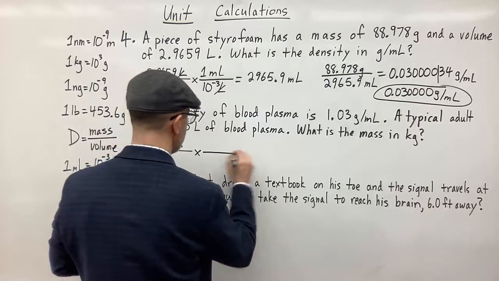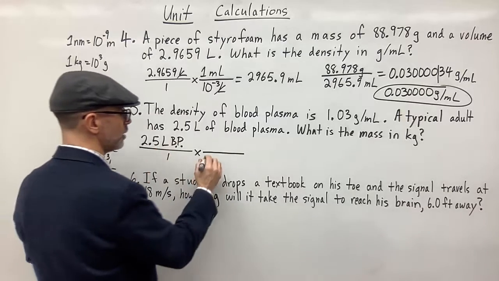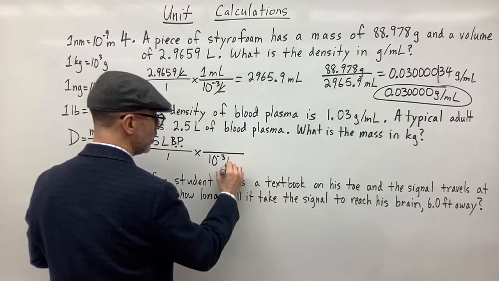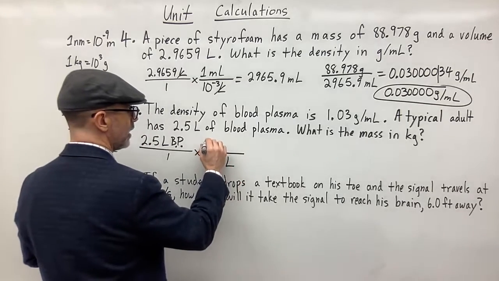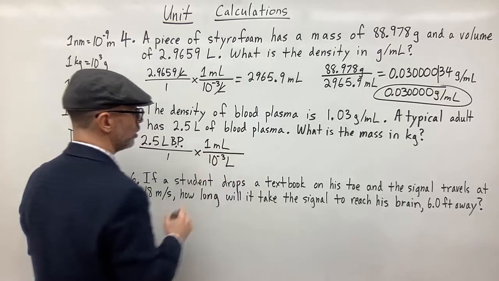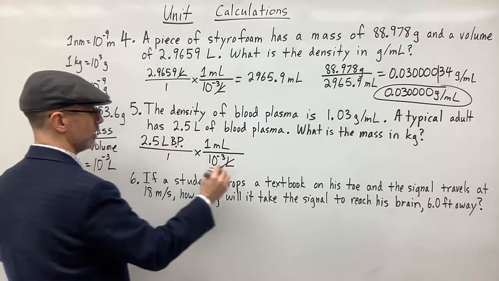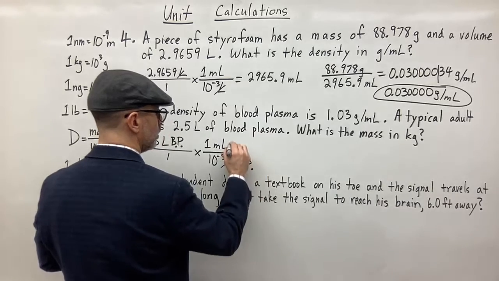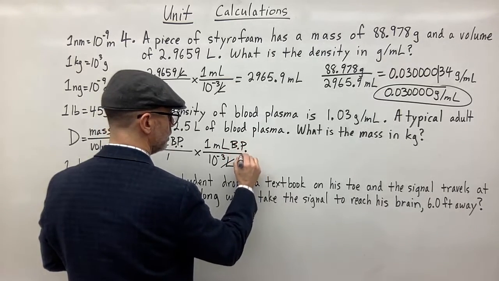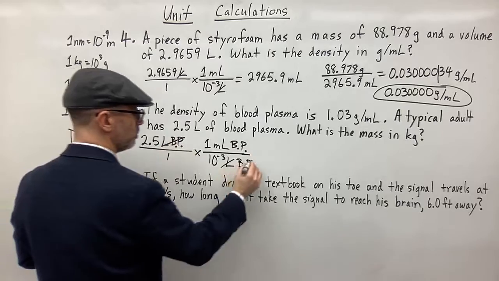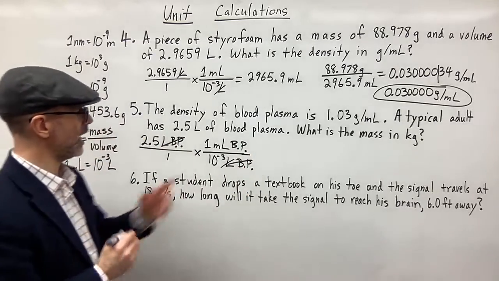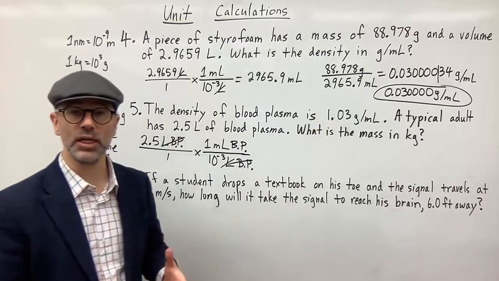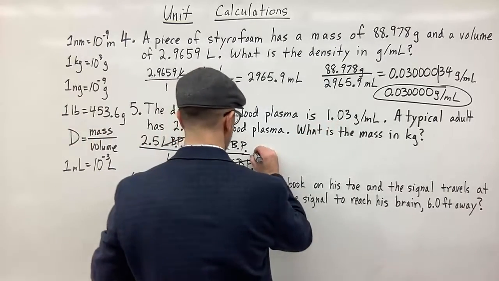So I'm going to go ahead and do that. Liters goes on the bottom, so 10 to the negative 3 liters, and then 1 milliliter goes on top. So liters cancels out, and again, this is liters of blood plasma. Liters of blood plasma cancel out. Now I have milliliters of blood plasma. Now I can use the density to convert milliliters to grams. So now I'm going to do that.